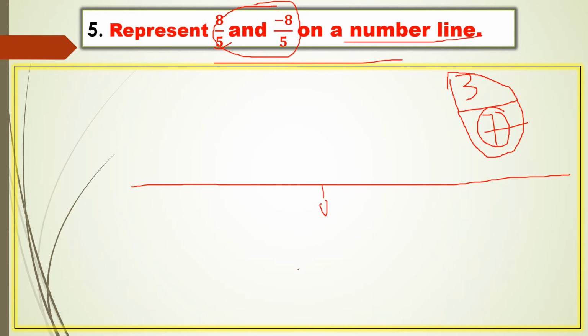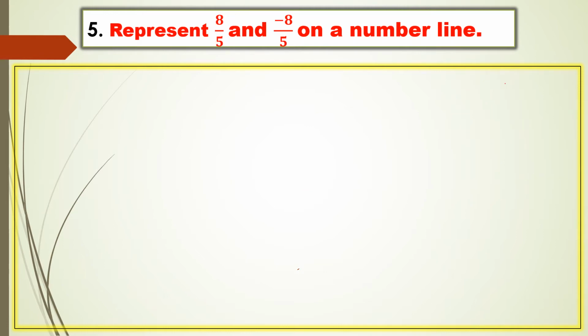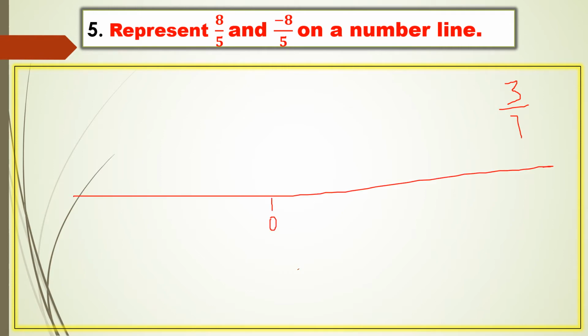So 0 you should take as usual. Here the first thing you should see is the denominator of 3 by 7. Here the denominator is 7. 7 means you should make 7 parts between 0 and 1. Why am I telling you to make 7 parts? Because 7 divided by 7 is 1. So here at 1 you will get 7 by 7.